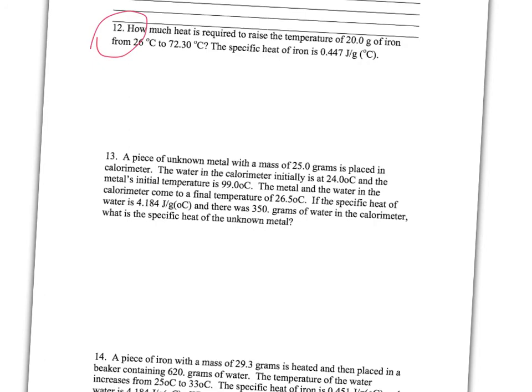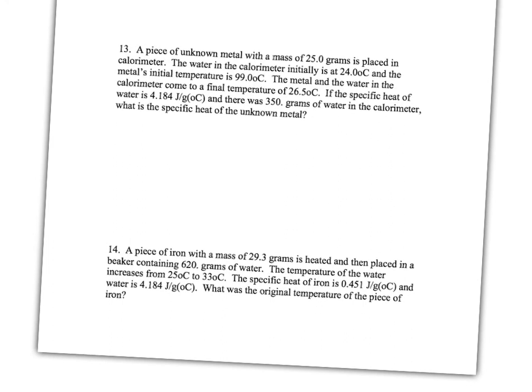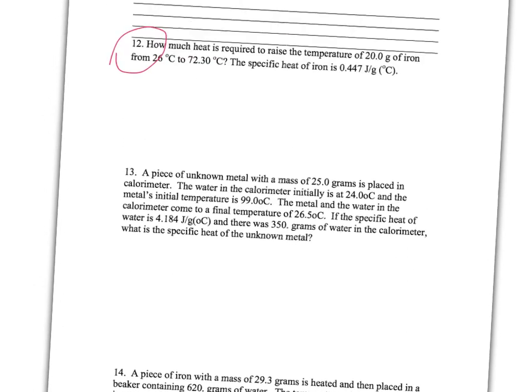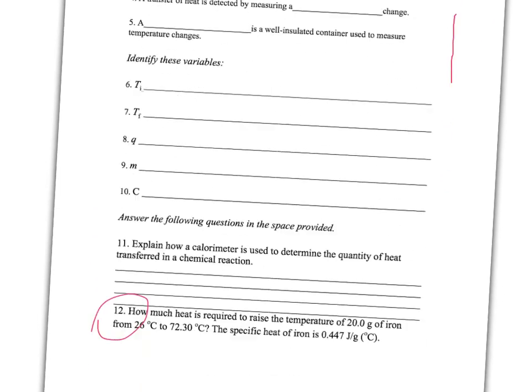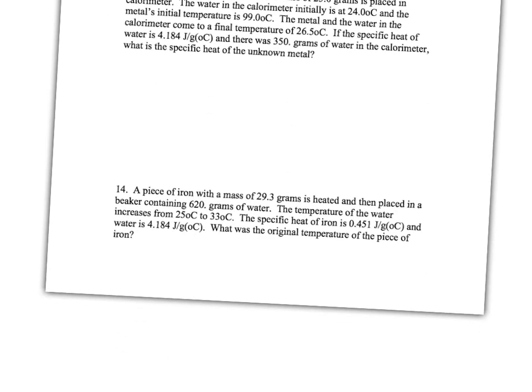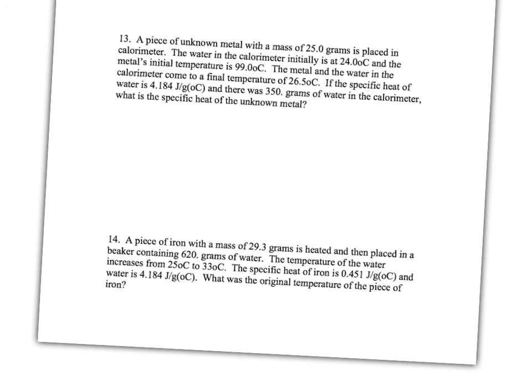It's not till you get down here to number 13 and 14 that you're going to be doing more than that. Okay, these ones involve a metal and water, a metal and water. So that's how you're going to tell the difference. So the beginning part of these problems is much more straightforward. Number 12 is an old type Q equals MC delta T, no fancy phase changes, nothing crazy. And then 13 and 14 are going to be like what we just did.